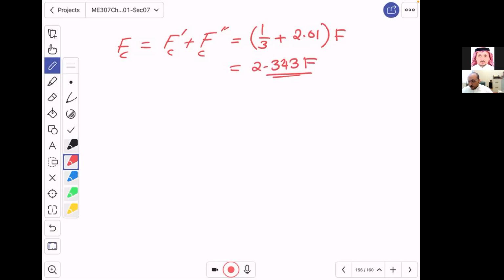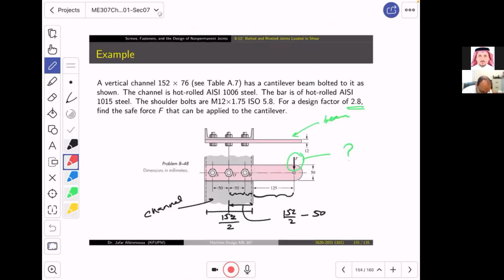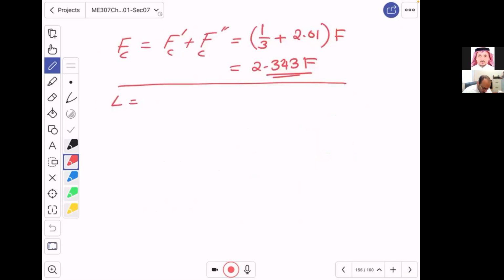Now, what do I need to do? I need to do the following. I will go to the bolt and say, okay, the length of the bolt is supposed to be equal to how much? Look, this is 12. And then we told you that the thickness is 6.4, right? And the nut has a height of 10.8. And then I will add two threads, which is 2 multiplied by 1.75, the pitch size. That's going to help me find the length of the bolt.